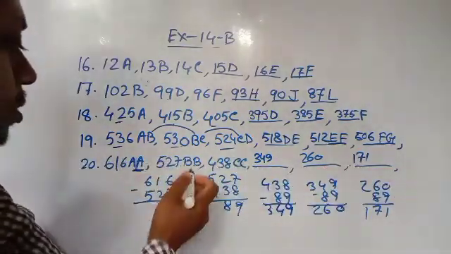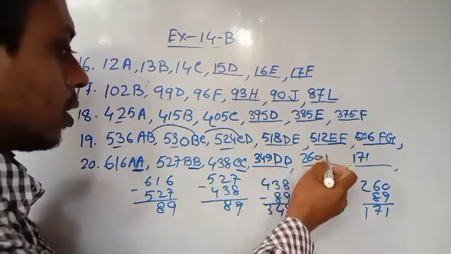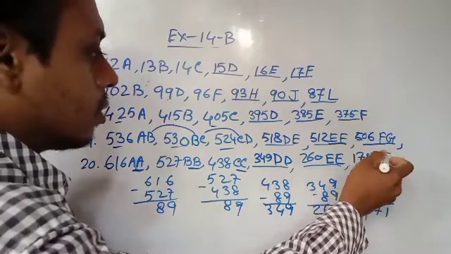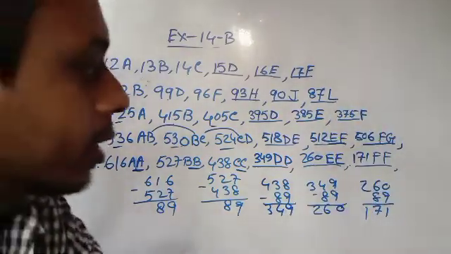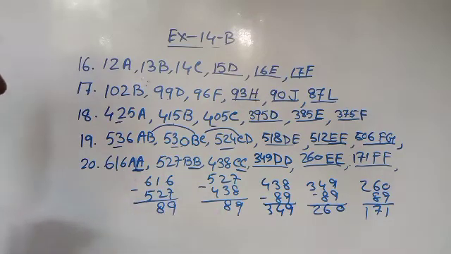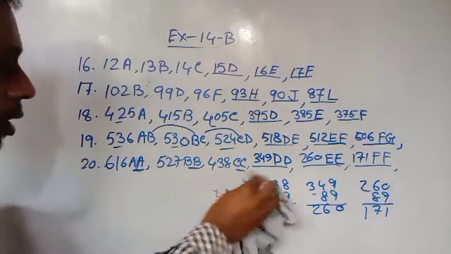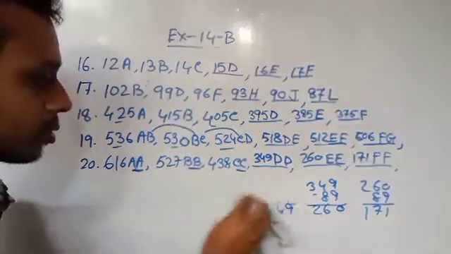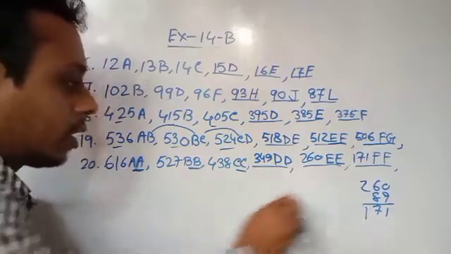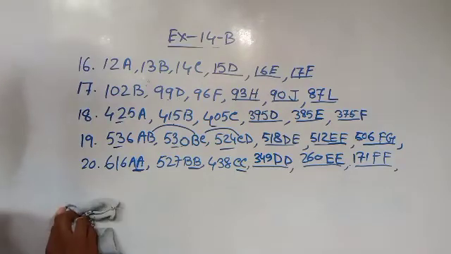Now AA, BB, CC, then it will be DD, then EE and FF. So this way you will get this pattern. The difference between two numbers is 89. From the first number you subtract 89 to get the second one, and from the second one if you subtract 89 again, you get the next one. Like this you have to complete this pattern.